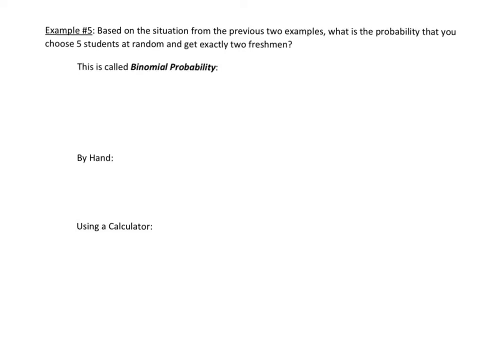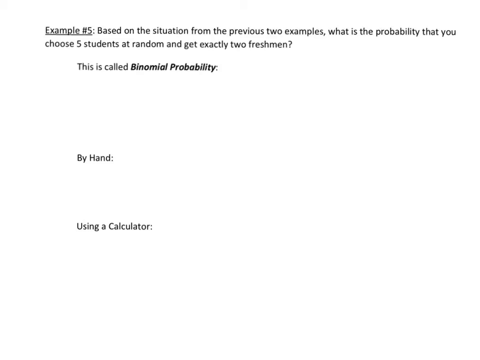So our next example is kind of a different thing from the geometric probability, although a lot of people tend to confuse the two. We're looking for the same situation as in the previous two examples, but we want to know what's the probability that if we choose 5 students at random, we get exactly 2 freshmen. That means the first 2 students you get can be freshmen. The first and the third student can be freshmen. The second and the third can be freshmen. The first and the 5th can be freshmen. There's many, many different possibilities there.